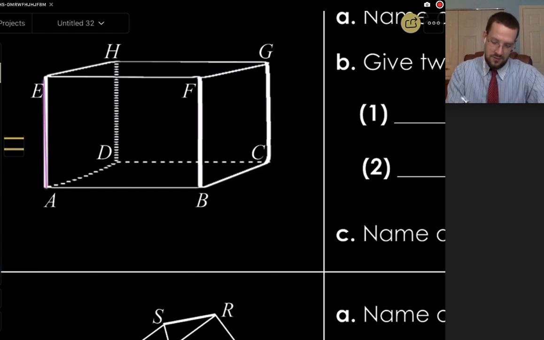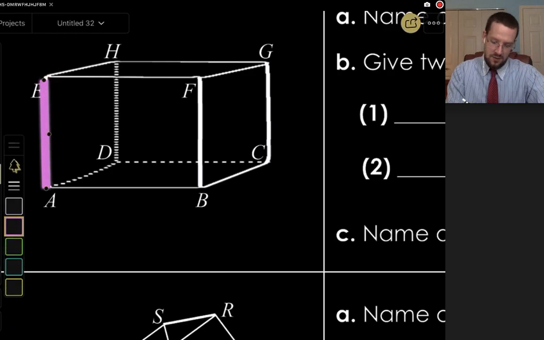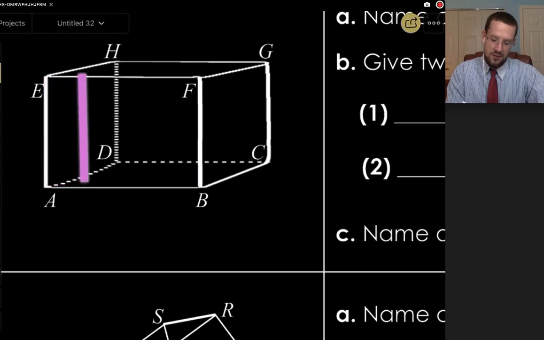Here it is. So I'm just going to make it a little. So I want to know what segments are parallel to AE. Well, it looks like these two are in the same plane, and they will never touch, right? So how about DH?